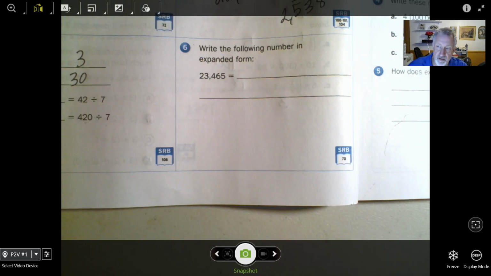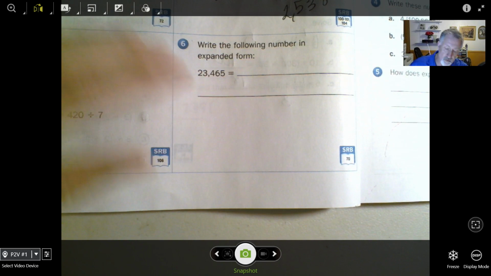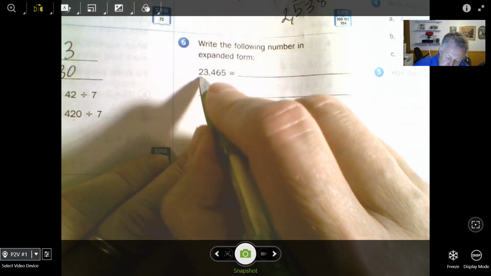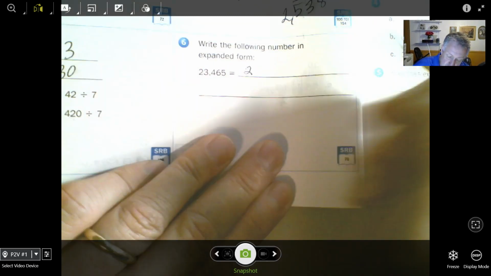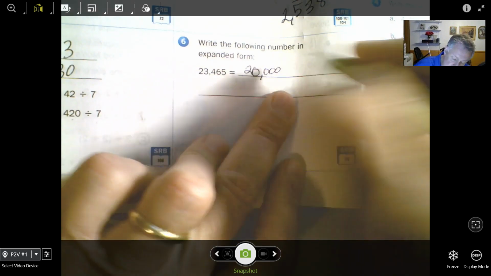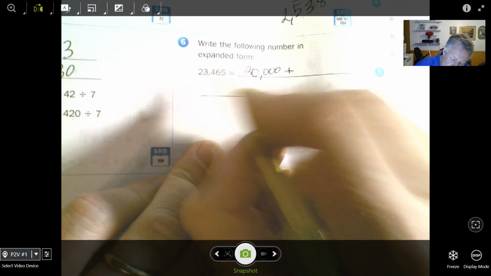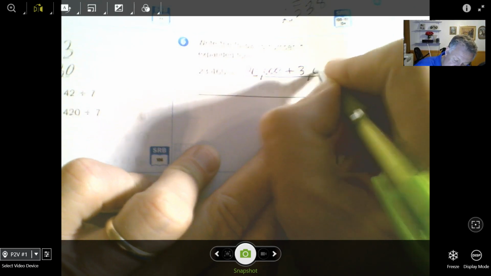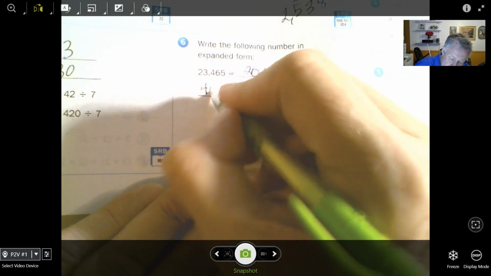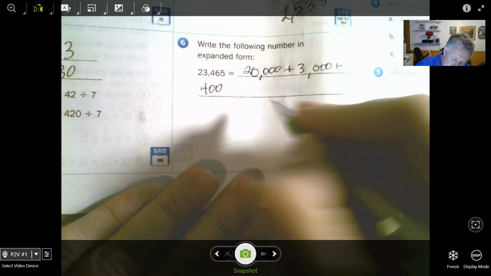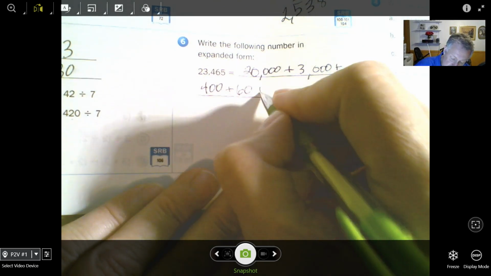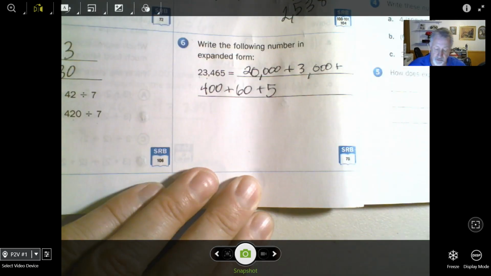Number 6, write the following number in expanded form. So I'm going to take each place value. Okay, so I have 2 here, and that 2 is in the 10,000s place, which makes 20,000. Next digit is a 3, and that is in the thousands place. Next digit is a 4 in the hundreds place. Next digit is a 6 in the tens place. And the final digit is a 5 in the ones place.